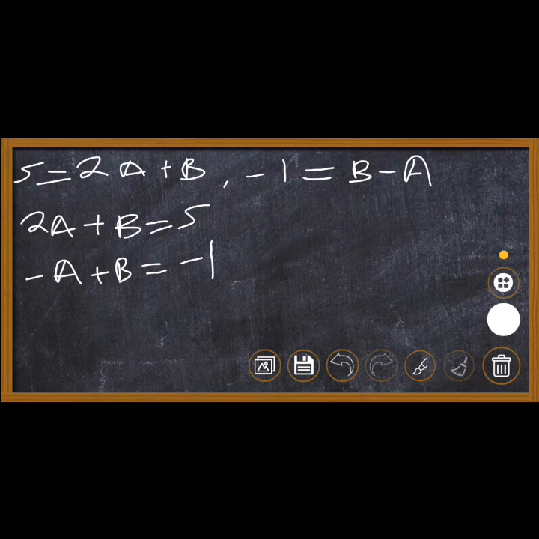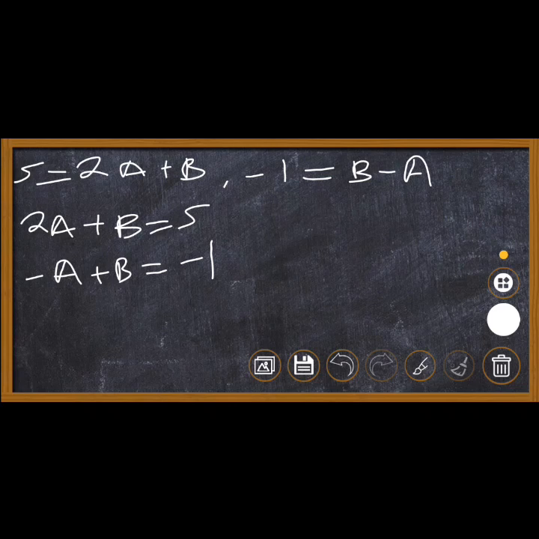Now, how can we simplify this, or rather, how can we find the values of a and b? There are two methods. One, there is a substitution method, and there is also an elimination method. In this video, I'm going to use the elimination method, but if you are familiar with the substitution method, of course, you can use that one as well.